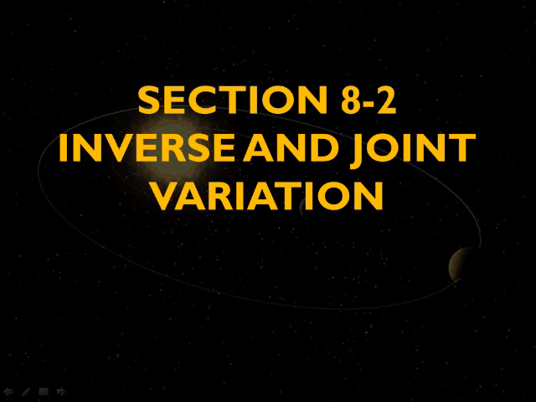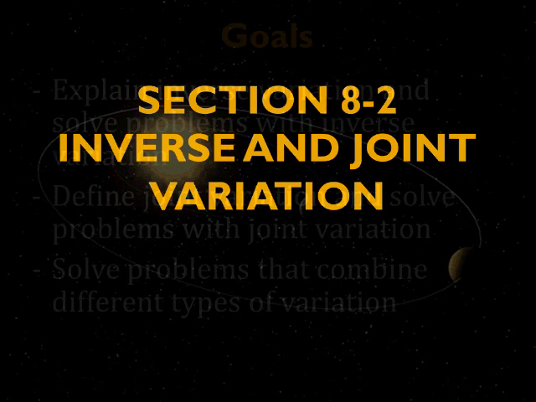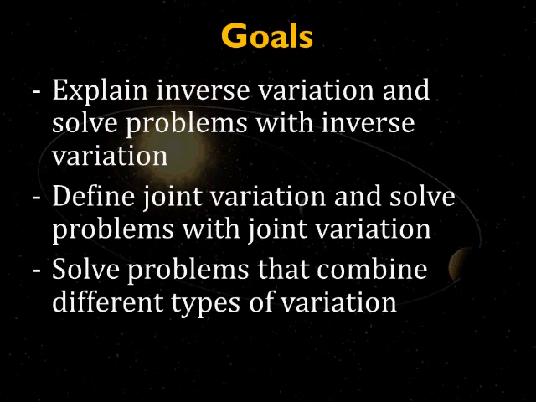This is section 8.2, inverse and joint variation. Yesterday we talked about direct variation. Today we're going to talk about these two new types of proportion. Our goals today: to explain inverse variation and solve problems with inverse variation, to define joint variation and solve problems with them, and finally to solve problems that combine different types.